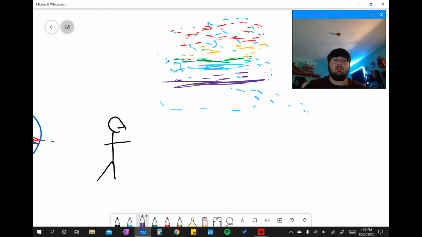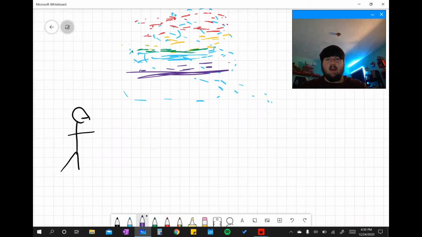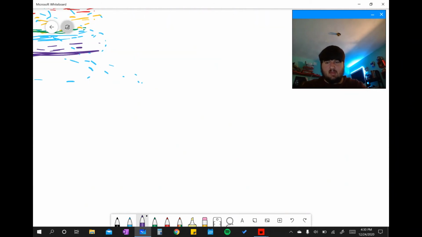That's how you can have rainbows appear in the sky out of nowhere. It's actually sunlight that's being refracted, reflected, and refracted off of hundreds of millions of water droplets. And that's how you observe rainbows.